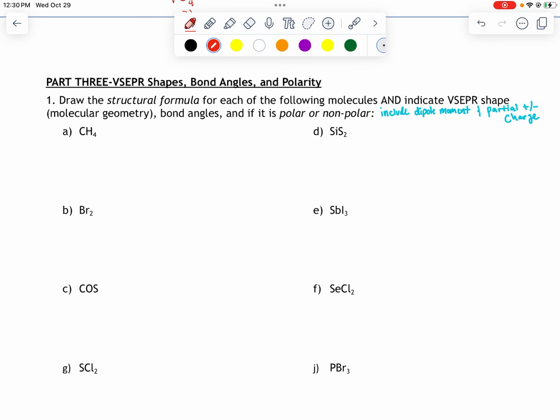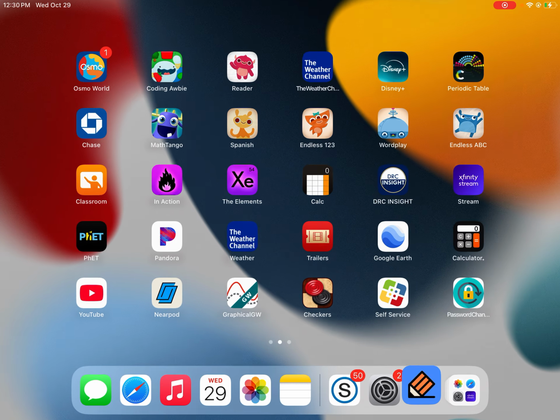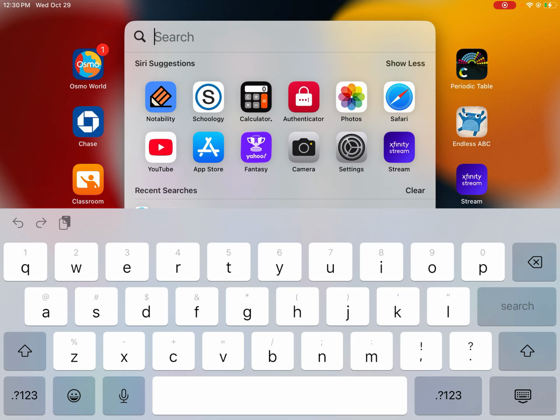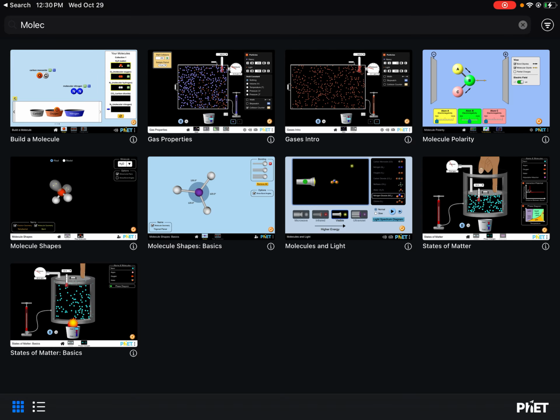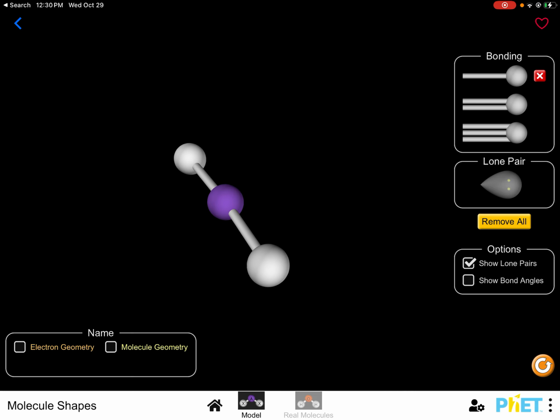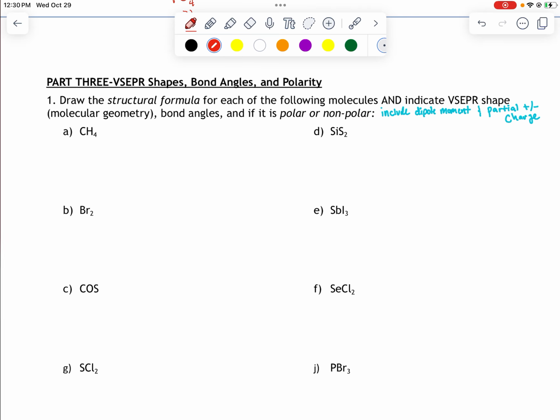Okay, with part 3, you have to draw the structural formula for each molecule, include the shape, bond angles, polar, nonpolar. What is helpful for this is having the PhET simulator open. If it'll work, this one. Okay, there we go. So I'm just going to have that ready, available.